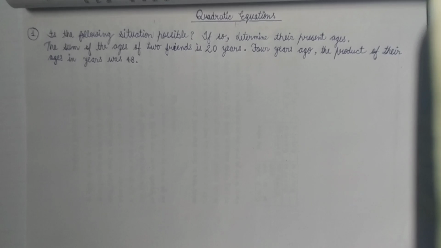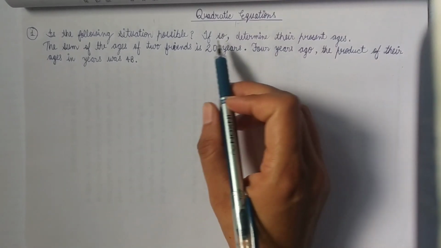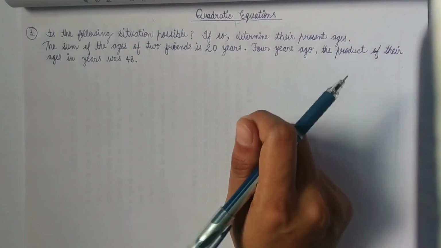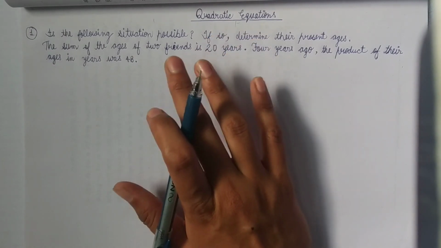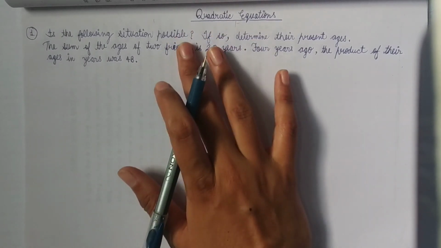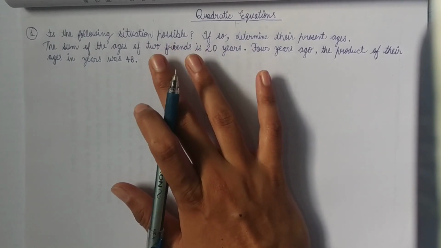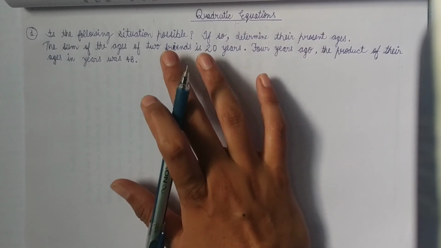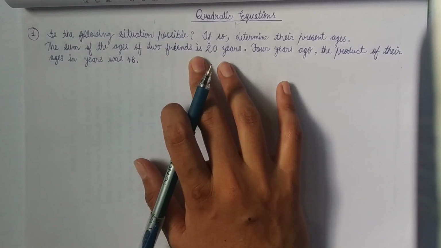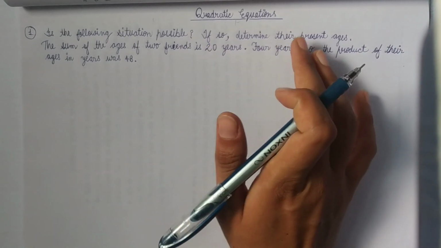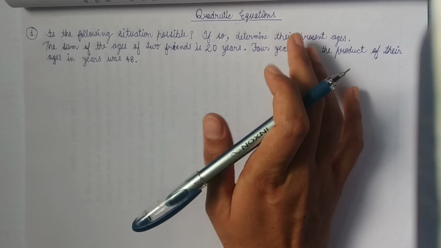So our first question is: is the following situation possible? If so, if this situation is possible, determine their present ages. So now we will consider this situation. The question is saying that if this situation is possible, meaning if this situation has any defined quadratic equation, then we have to find their roots. Roots means we will find their present ages.